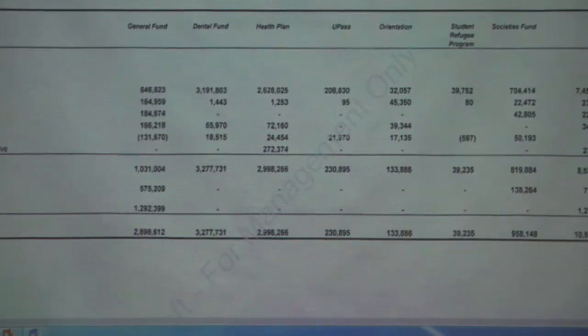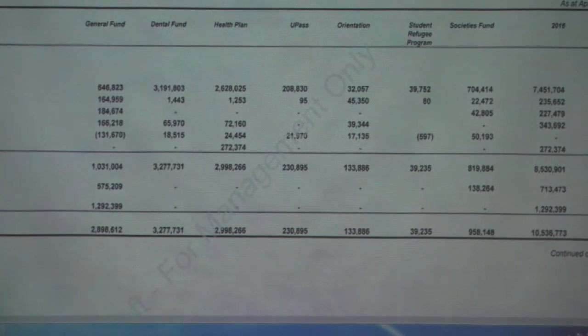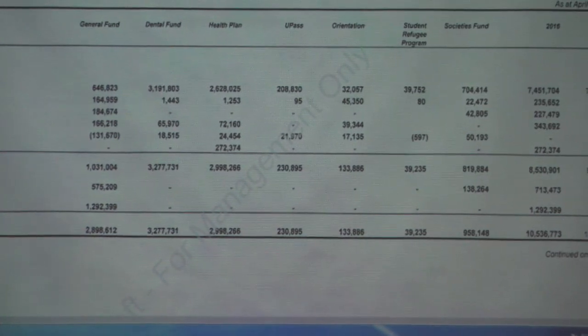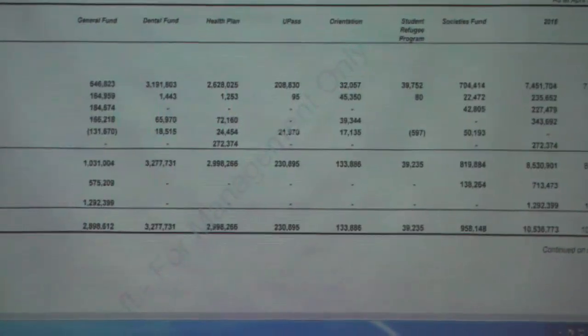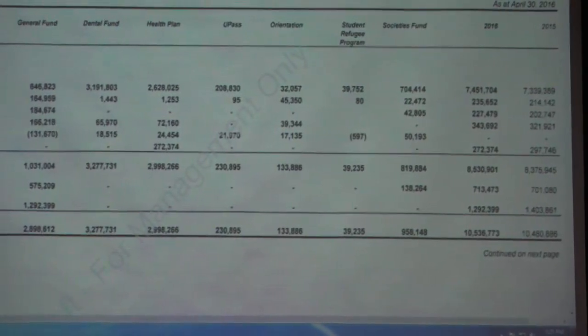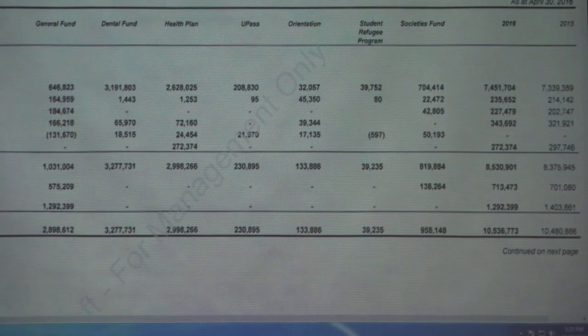The next funds are the Dental, Health, UPass, Student Refugee Fund and Orientation. These funds are separated because the student fees collected for them are restricted. This means the funds must be spent only on their specific purpose, i.e. for the health and dental funds, the money can only be spent on premiums and the cost to administer the fund. The Society's fund is an aggregate of all of the Society's financial information. Because the Federation of Students has no control over the spending of these funds, they are also restricted.